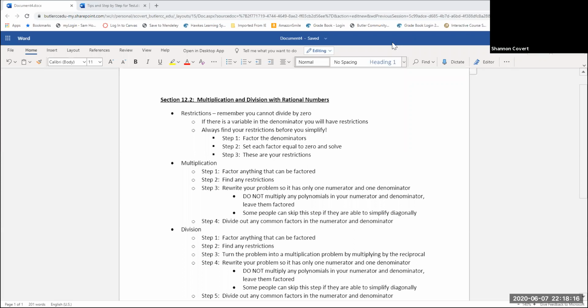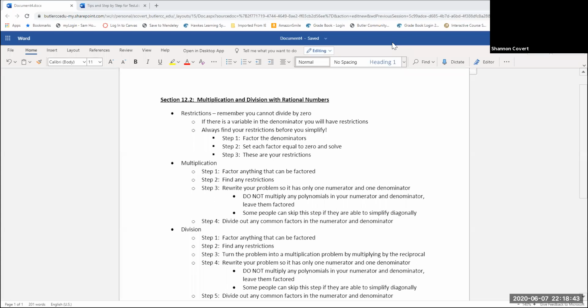Section 12.2 is multiplication and division with rational numbers. I emphasized in the last lecture that restrictions were going to be a very important part of this chapter and this course. So as you go through and do the multiplication and division with rational numbers, the very first step you need to do is figure out what your restrictions are.